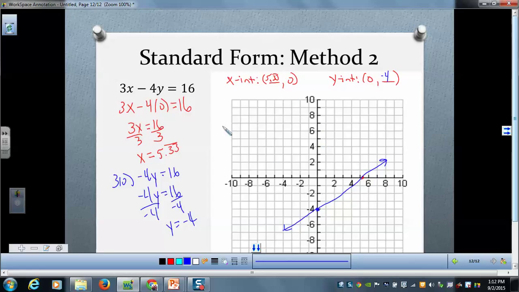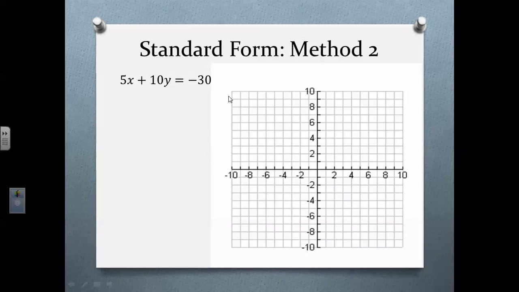Now, you just did this one by solving for y. So what I'd like you to do is, once again, go ahead and pause the video. Solve for the x- and y-intercept, graph your line, and it should match your prior problem.